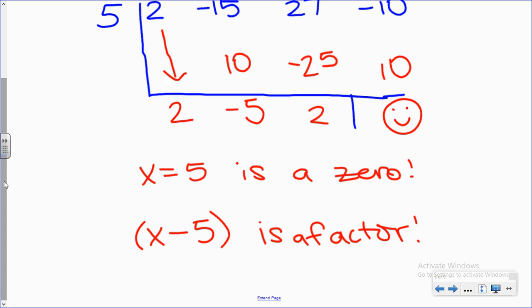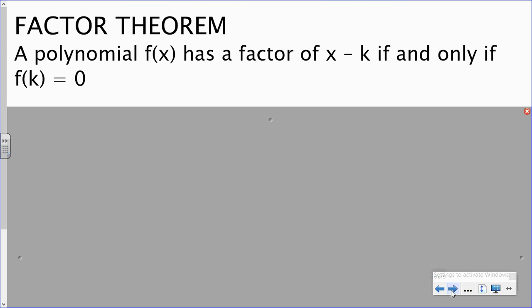If we divide and we get a remainder of 0, that means we have a factor. That is what this is saying. X minus k is a factor if and only if our remainder is 0, our function value is 0. However you want to say it. Can we go back one real quick? Hold on, let people write this down.